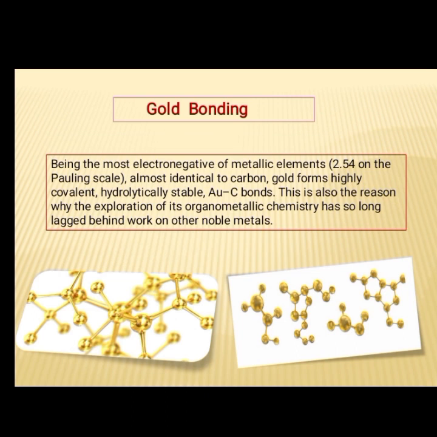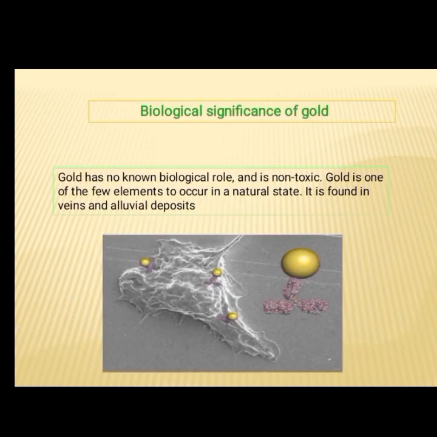Gold bonding. Being the most electronegative of the metallic elements, at 2.54 on the Pauling scale, almost identical to carbon, gold forms highly covalent, hydrolytically stable Au-C bonds. This is also the reason why exploration of its organometallic chemistry has so long lagged behind work on other noble metals.